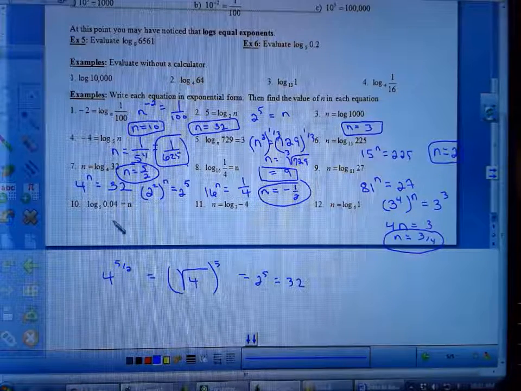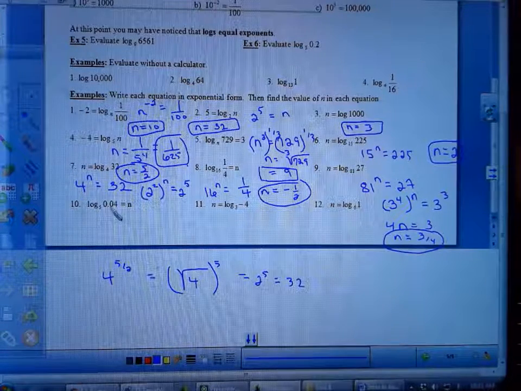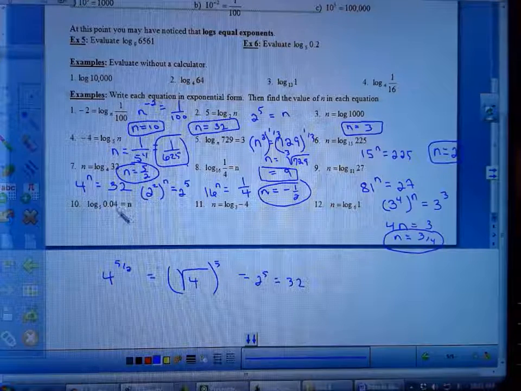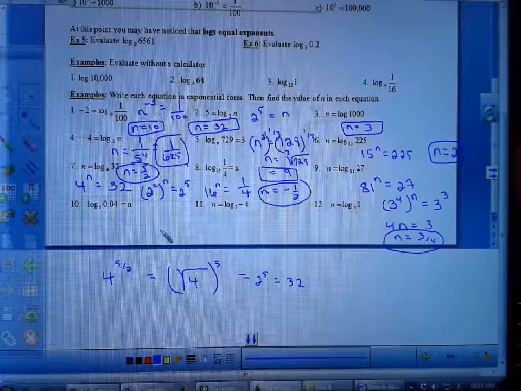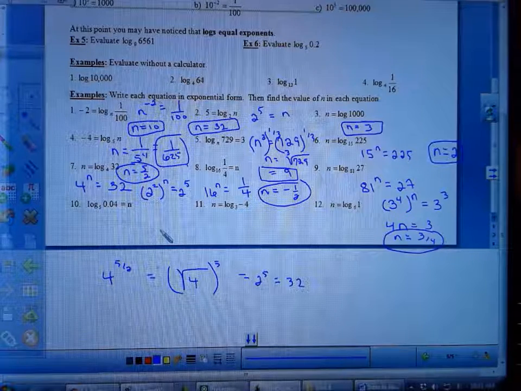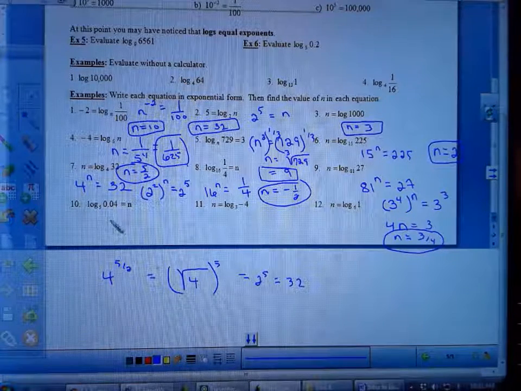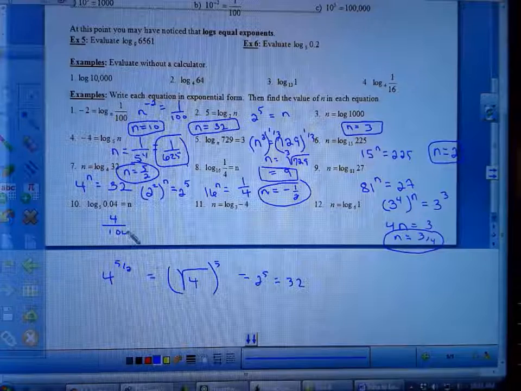Okay, now, what about number 10? How can I rewrite, like, what is this number right here? 0.04. How do you say that? 4 hundredths, right? So could I just write it as 4 over 100 to start with? I could.